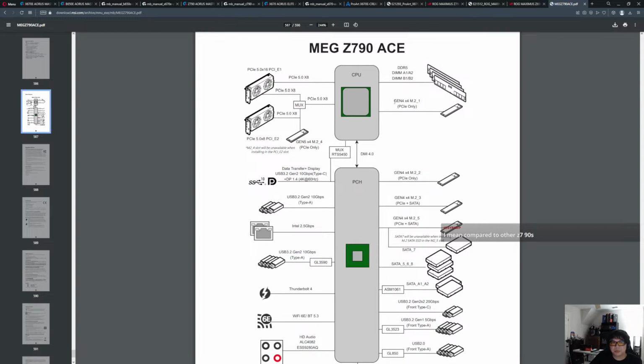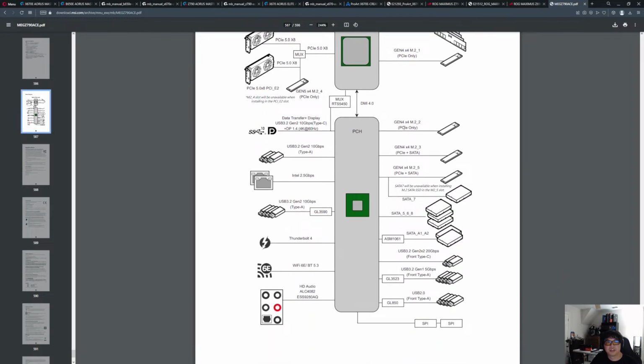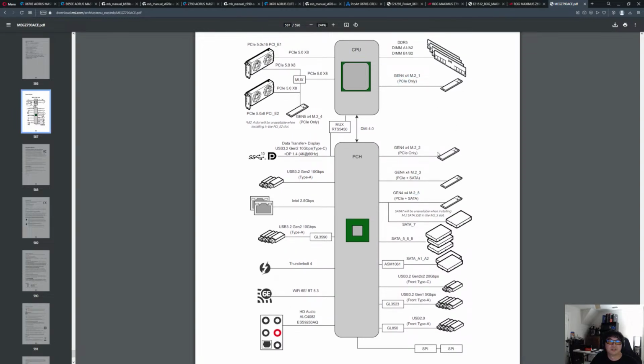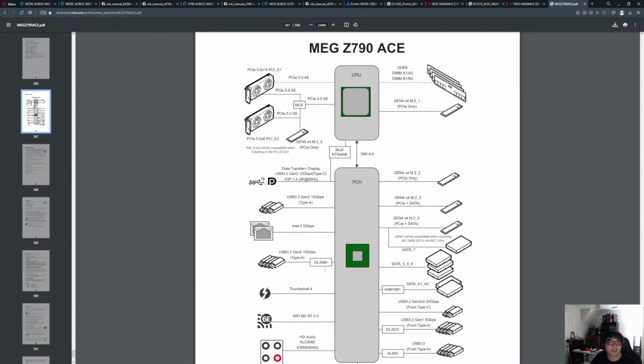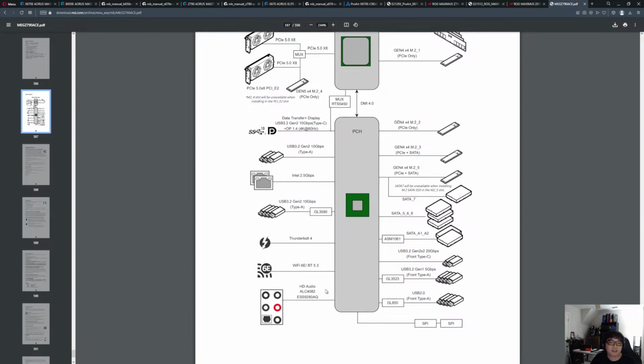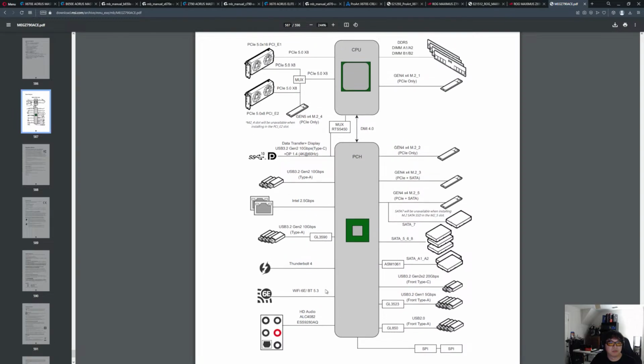So this is a Gen 4, so this would be the boot drive. This is exactly the same as the Aorus Master. The Z790 Aorus Master does the exact same thing that the Ace does. And then you have that. Yeah, so 1, 2, 3, and then 4. So you get 4. 2.5, Thunderbolt 4. Okay, so it's different. It actually has Thunderbolt 4, whereas the X670E Aorus Master or the X670E Ace doesn't have Thunderbolt 4.